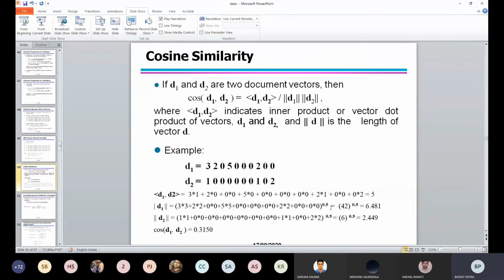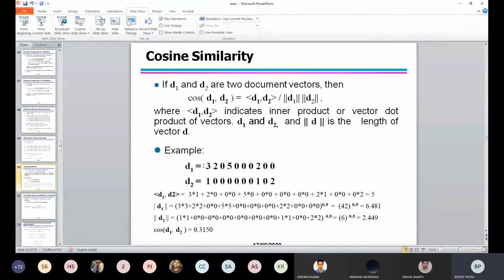Now another measure is cosine similarity, that you must have studied earlier. If you have two documents D1 and D2, and each document is represented by a vector, then how do you compute the similarity between the two documents? These two vectors form an angle, and you take the cosine of that angle. You take the dot product of D1 and D2, and then divide by the norms of D1 and D2, where we take the Euclidean norm or L2 norm.